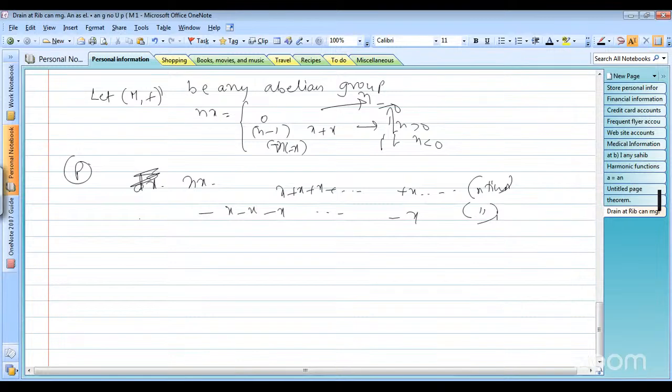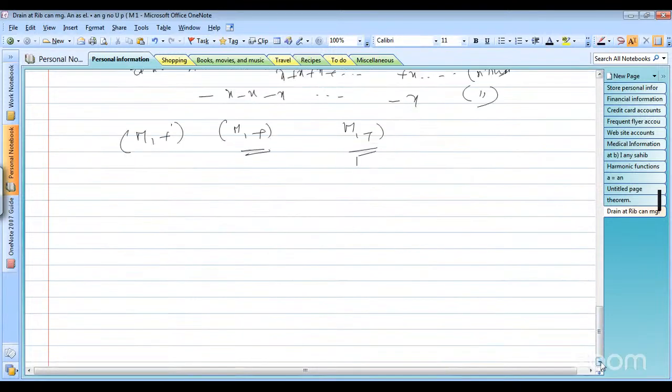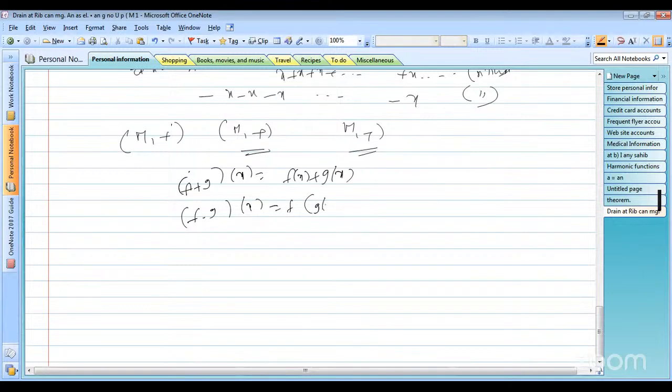Now for the abelian group (M, +), let End(M) be the set of all endomorphisms of M. It forms a ring under the operations, but not necessarily commutative, meaning a + b = b + a is not mandatory for this one. So I am writing (f + g)(x) = f(x) + g(x), and (fg)(x) = f(g(x)).